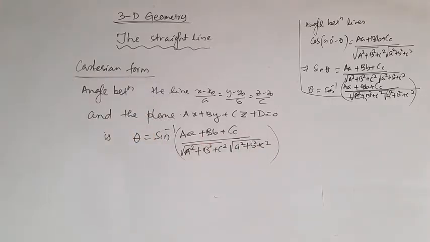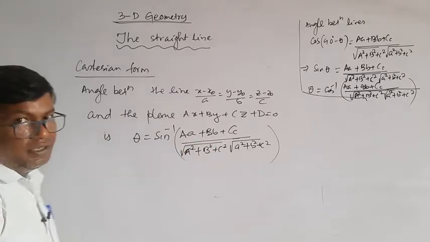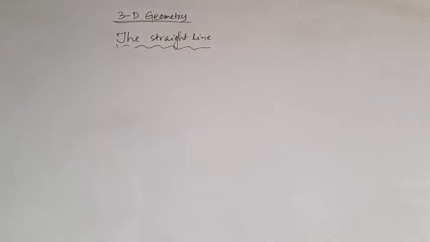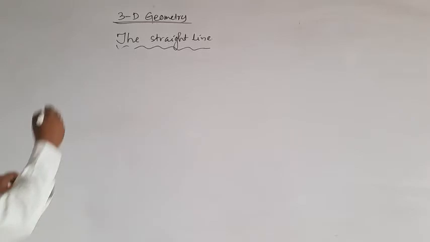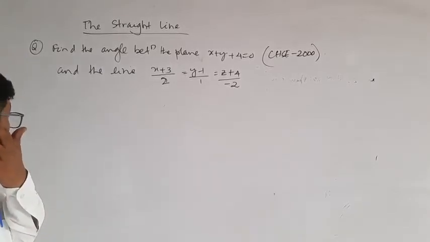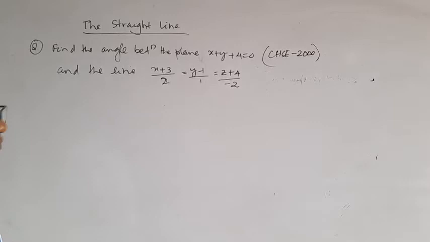Now, vector form. What is the vector form of the angle between two lines? What is the vector form of the angle between line and plane? Vector form. Now this is the angle between line and plane in Cartesian form.